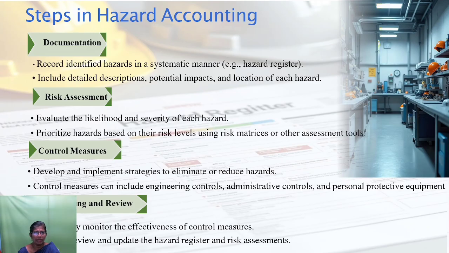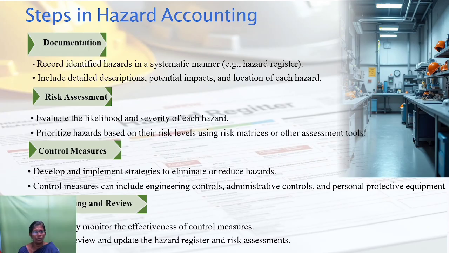Then there are some steps in hazard accounting. First step is documentation. After identifying the hazards, we have to record them in a systematic manner, which is called a hazard register. It includes detailed descriptions, potential impacts and location of each hazard. Next step is risk assessment. Having recorded, we have to assess all the risk. How severe the risk is, and we have to prioritize the hazards based on their risk level using risk matrices or other assessment tools.